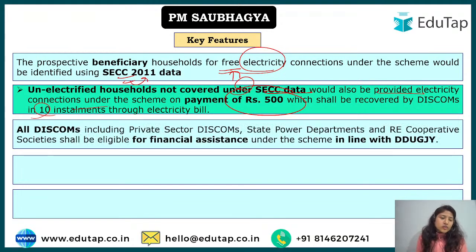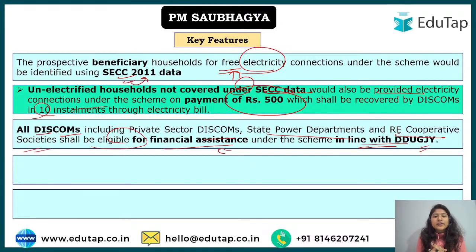Then all DISCOMs. What is DISCOM? This is a distribution company. DISCOM is made up of two words, distribution and company, including private sector DISCOMs, state power departments and RE cooperative societies, that shall be eligible for financial assistance under the scheme in line with your Deen Dayal Upadhyaya Gram Jyoti Yojana. Okay, so what does it mean? It means that similar to some other schemes, in this scheme also, financial assistance will not be directly provided to consumers, but will be provided to these distribution companies or the state power department.